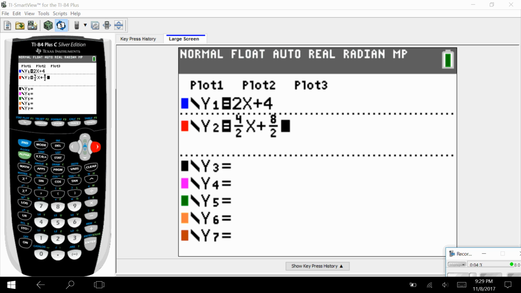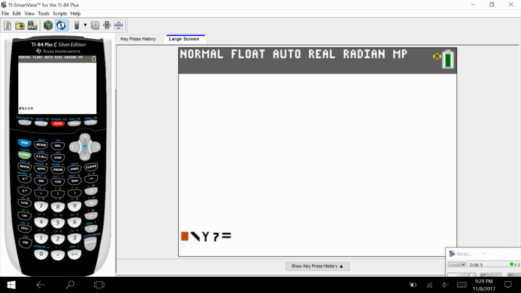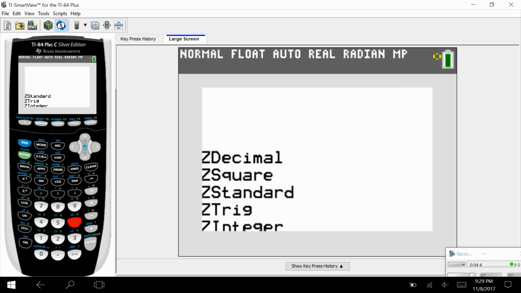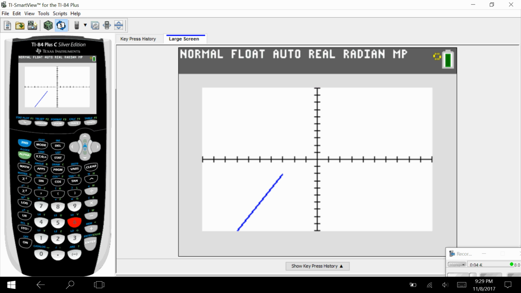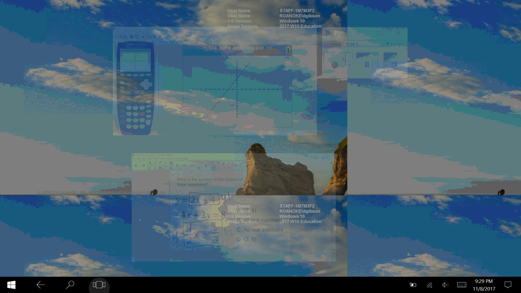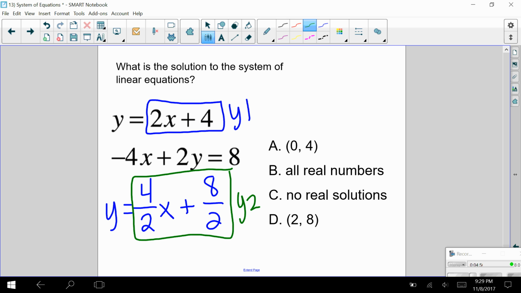Okay, if you remember I was zoomed out last time, so I'm going to hit zoom 6 to make it a standard screen. I've got my first line that graphs. And the red line, as you see, goes directly on top of the blue line. We know from solving equations that when the two lines are directly on top of each other, it would be B, all real numbers.